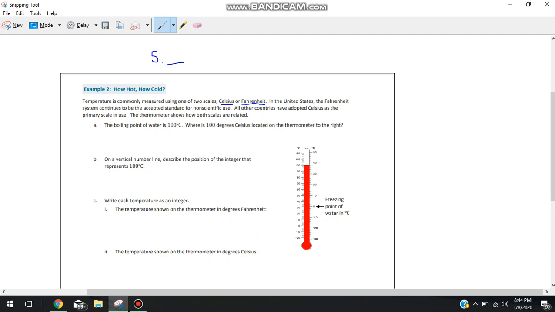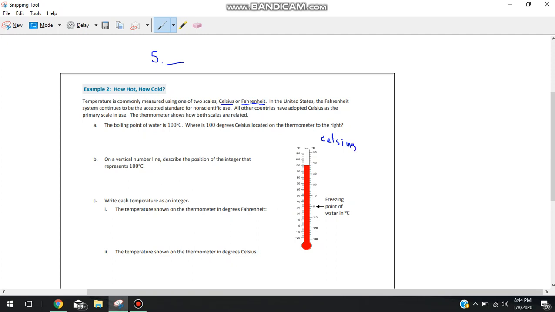Question A says the boiling point of water is 100 degrees Celsius. Where is 100 degrees Celsius located on the thermometer to the right? Just like we talked about, Celsius is on this side, right? That's what the little C stands for. So when I'm looking at the thermometer, I'm not going to look at the side that says F. I have to look at the side that says C, right? I don't care about the other side.